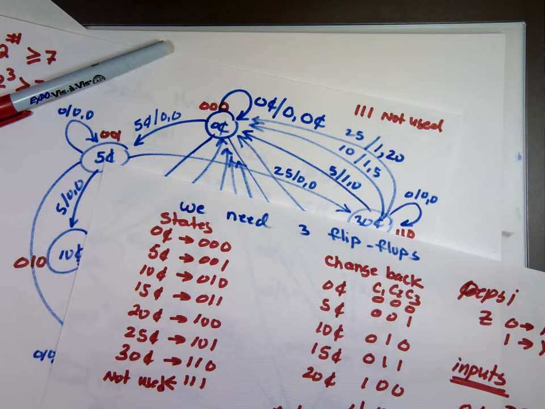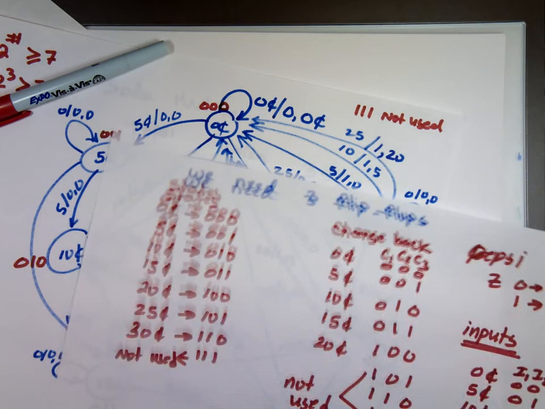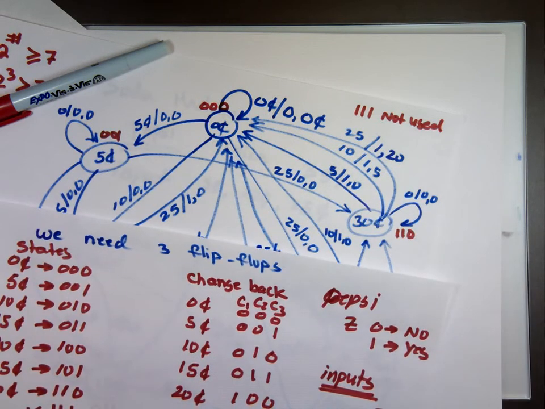This is the part I'm trying to avoid doing. Try to do it in advance. If I'm on a different thumb drive, I have it. And if I'm at 0 and I put 25 cents, I go to the 25 cent state. No change back. He just added a quarter to the 0 cents. That means 25 cents. Now I'm at state 5 cents. 001 is the 5 cent state.